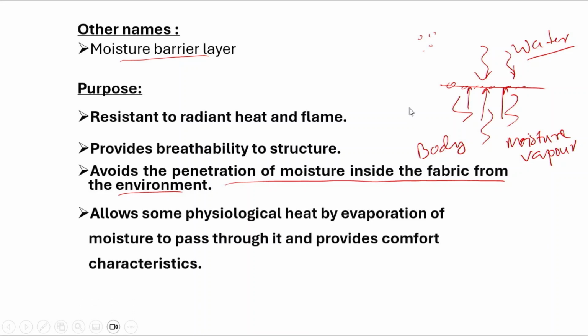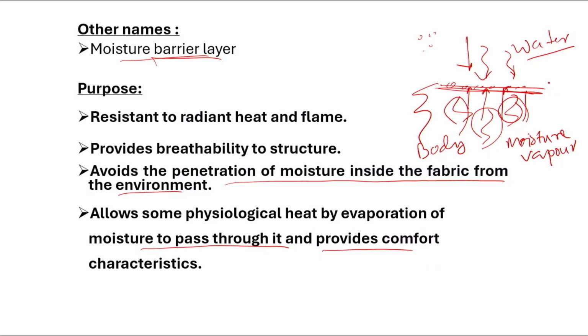So, it allows some physiological heat to pass through by evaporation of moisture and provides comfort, as I have mentioned. As the moisture vapor passes through, it takes away latent heat from the human body. So, if we do not use the moisture barrier layer, and at the same time want to make it waterproof and block the pores, then the body will be unnecessarily heated.